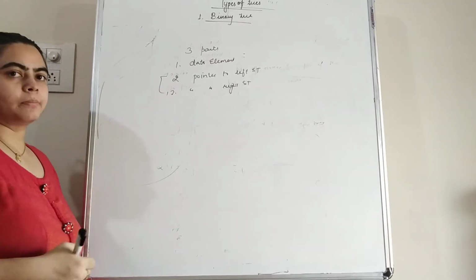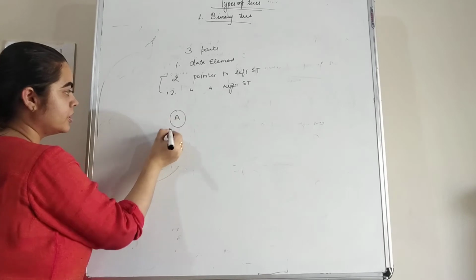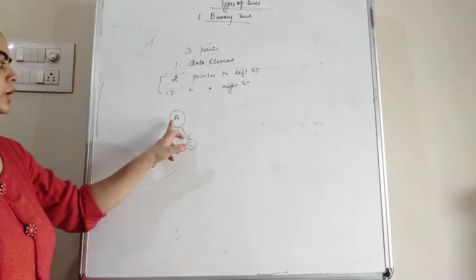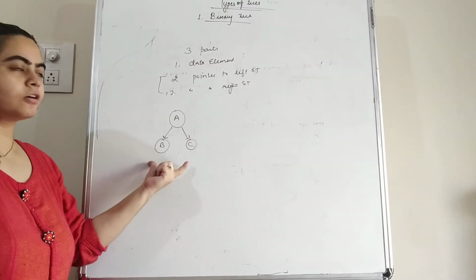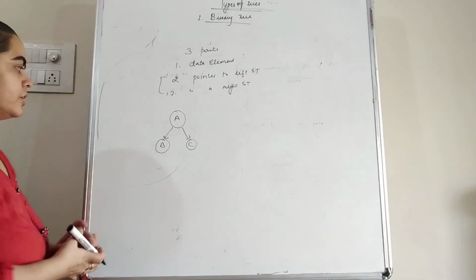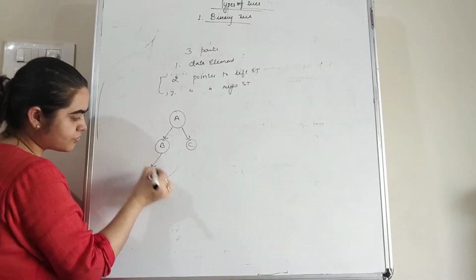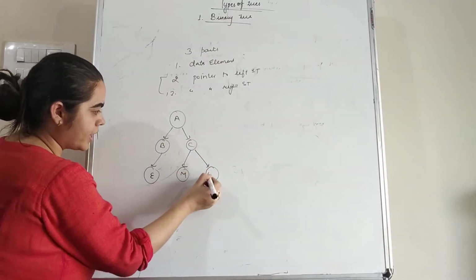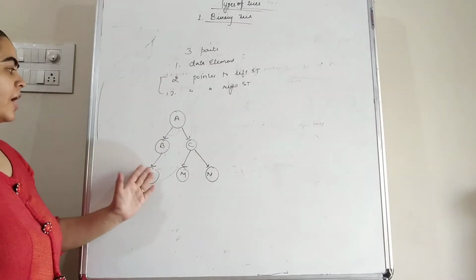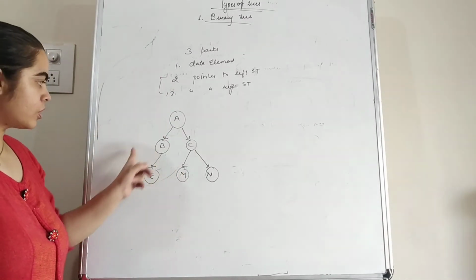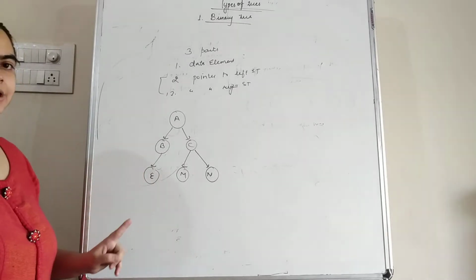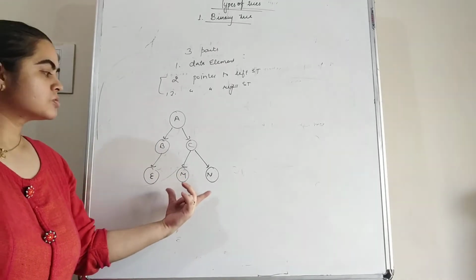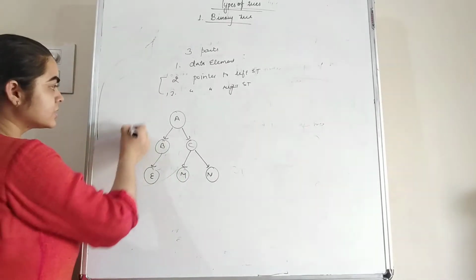Now you can see an example of a binary tree. This is a binary tree. Why? Because for A there are only 2 children, so the degree of this tree is 2. Now for B there is a further child, E, and for C there are 2 children, M and N. So again this is a binary tree. Why? Because for B there is only 1 child, so the degree of B is 1, which is less than 2. For C the degree is 2, which is not more than 2. So this is a binary tree.